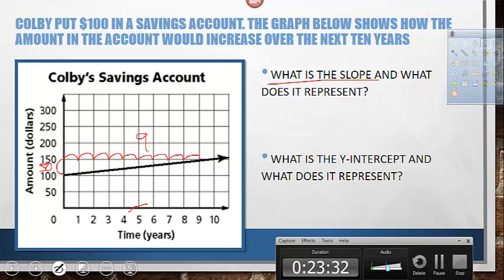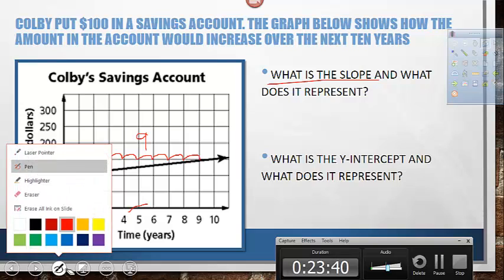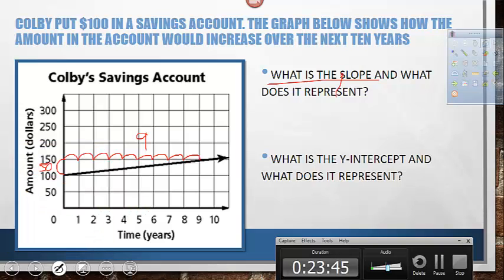So if I did a rise of 1 over 9, I would get this wrong because it does not reduce. So this is where the interpretation, you need to make sure that you go based off of the scale. If this is the case, my rise is 50, my run is 9, and what does that actually represent? That represents Colby gaining $50 in savings for every 9 years that the account is in existence.